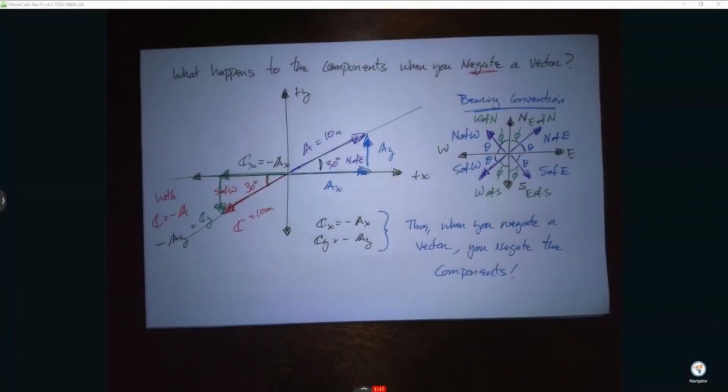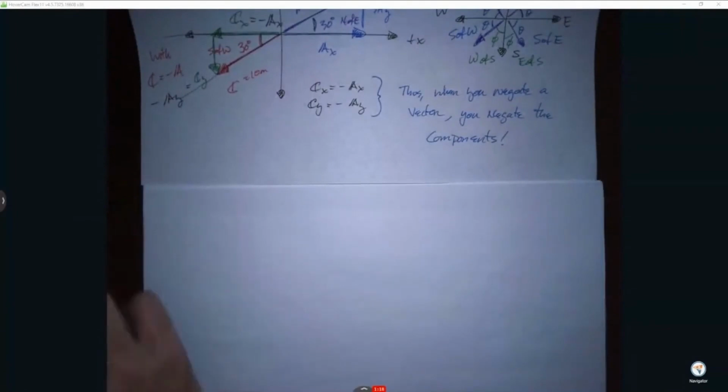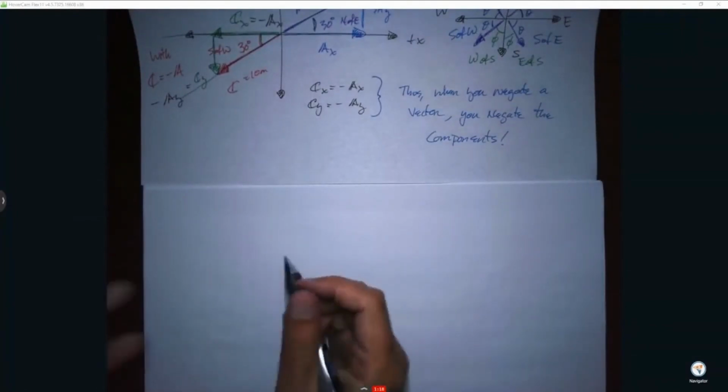And now what happens if we were to multiply by a scalar? So what happens if we do scalar multiplication kind of things? Well, if we multiply our vector by a scalar, then again, what happens to the components?